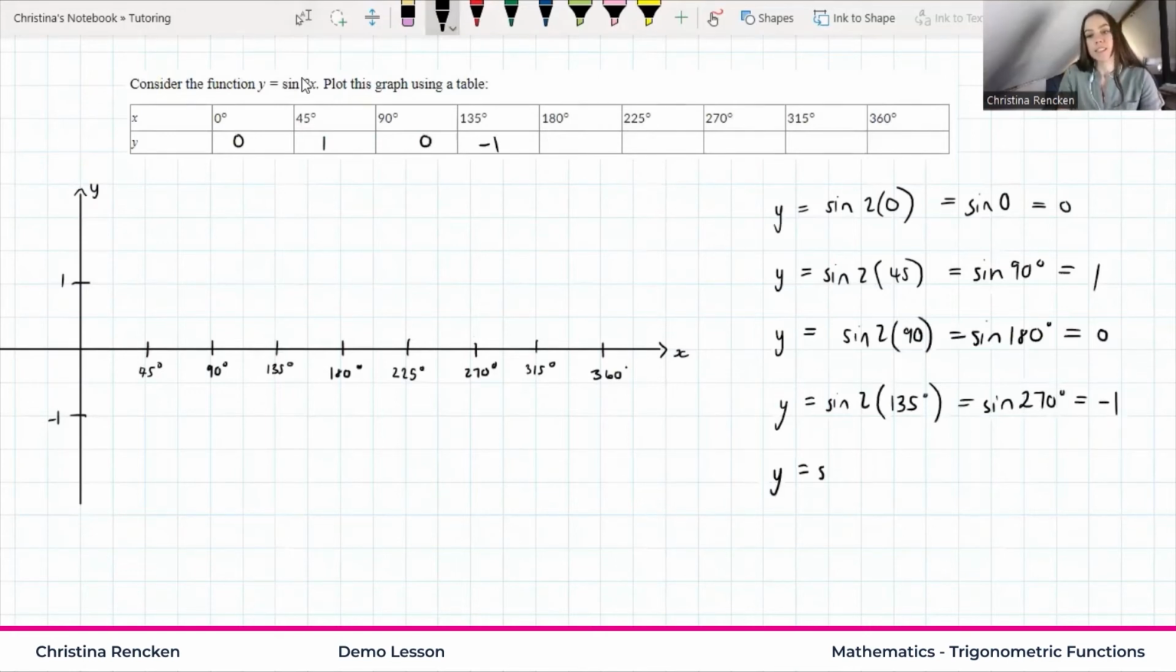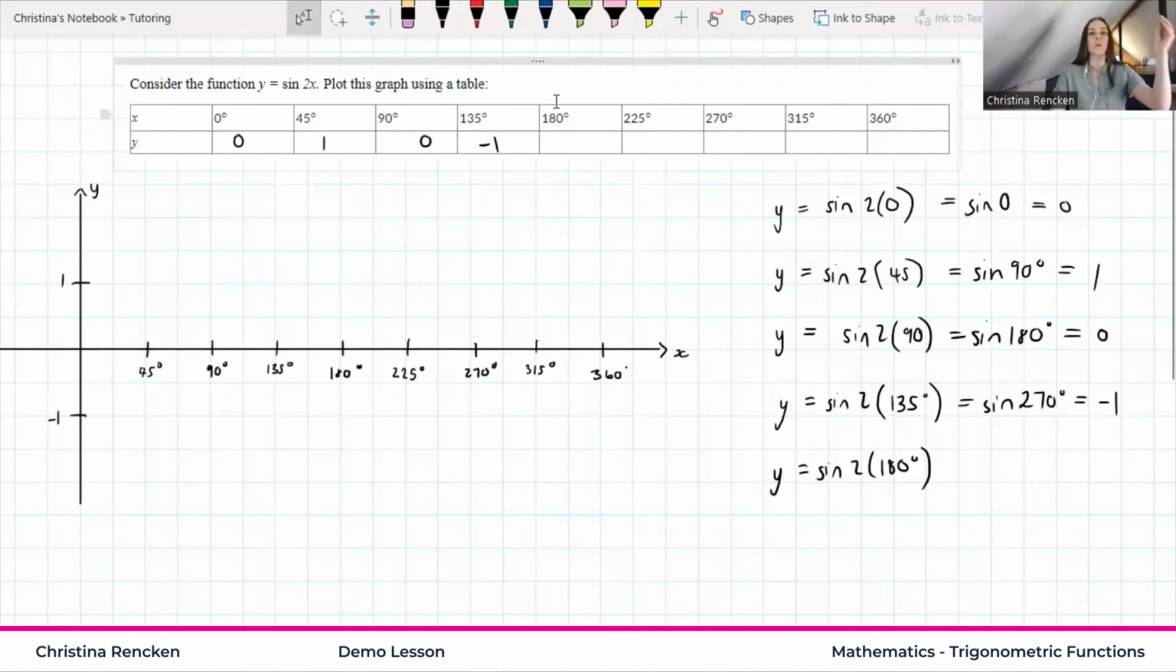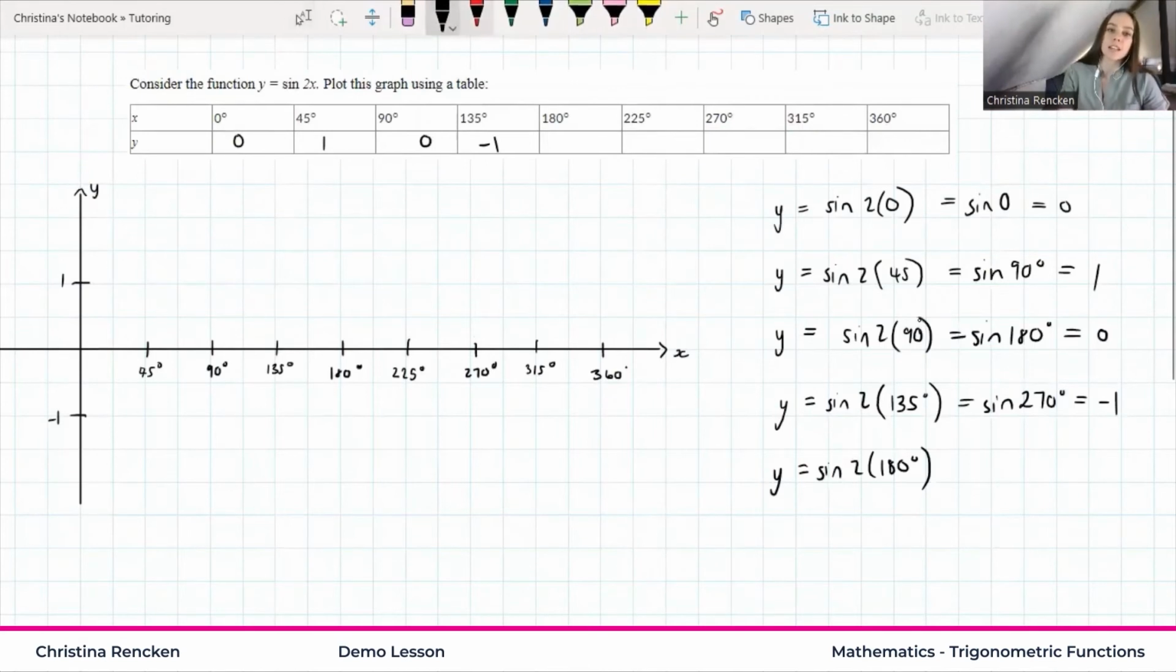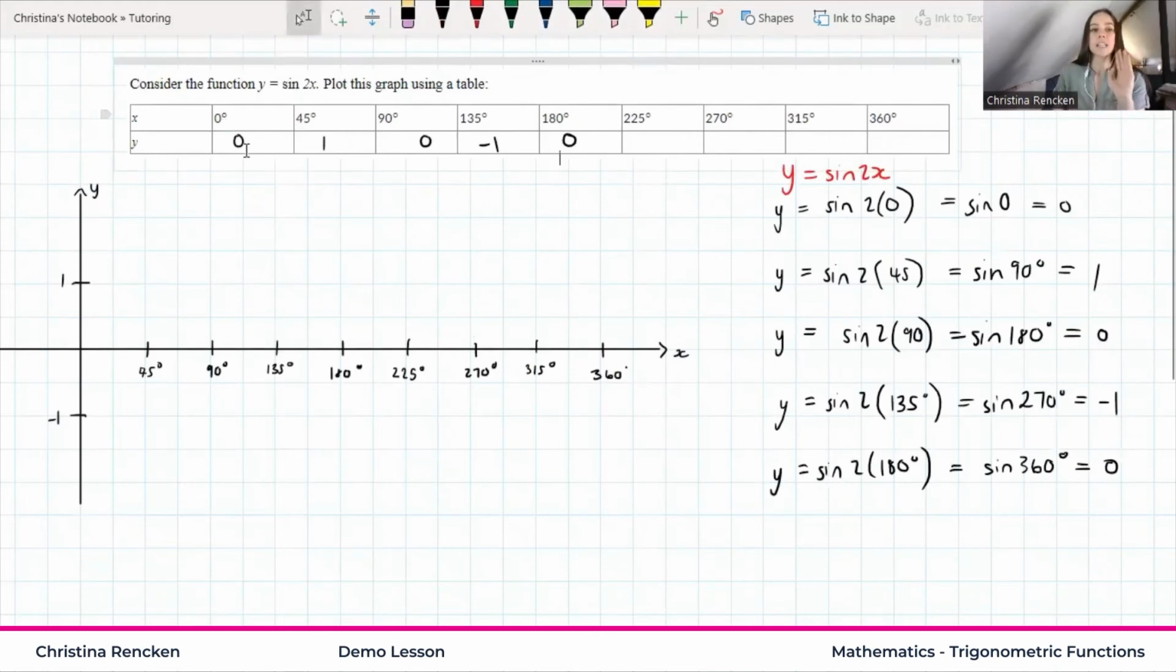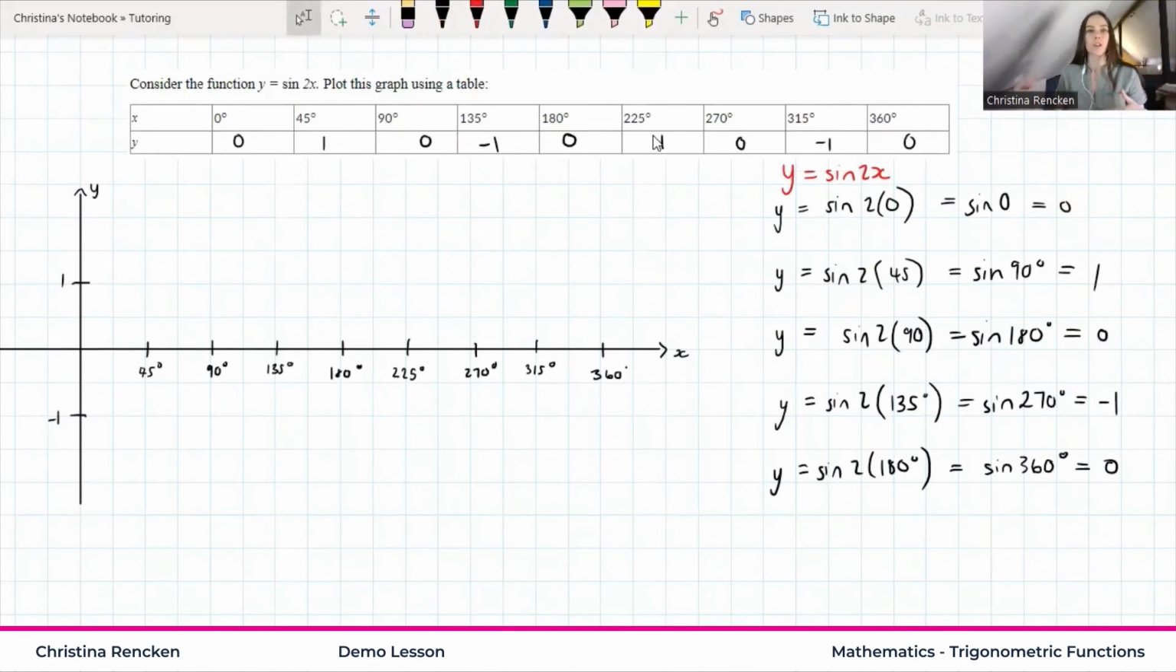Then we can have y equals sine 2 times 180. So notice each time we're taking our x value, we are substituting it because we are looking at the equation y equals sine 2x. So we're replacing that x with whichever x value we are working with in the table. 2 times 180 is sine of 360, and that is equal to 0. And by now, I'm sure you can see a pattern here. We have 0, 1, 0, -1, 0, 1, 0, -1, 0. And if you are concerned, you can check it on your calculator.